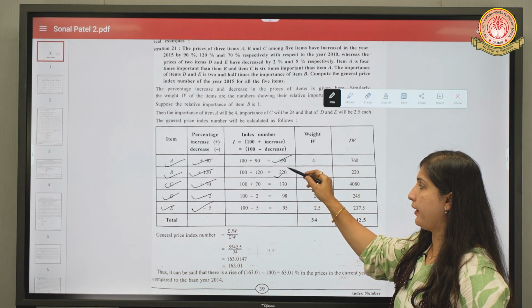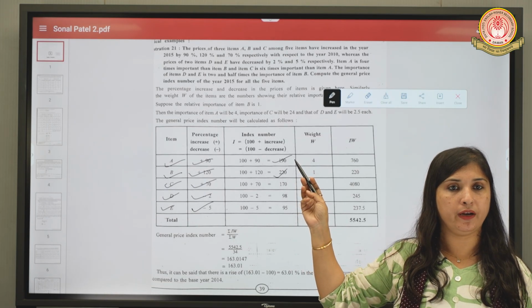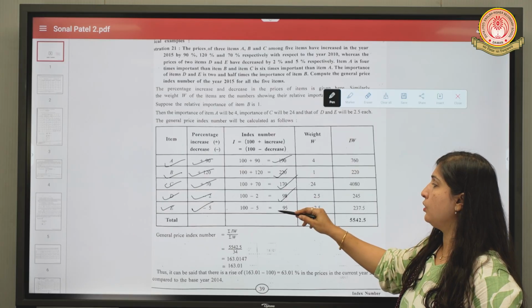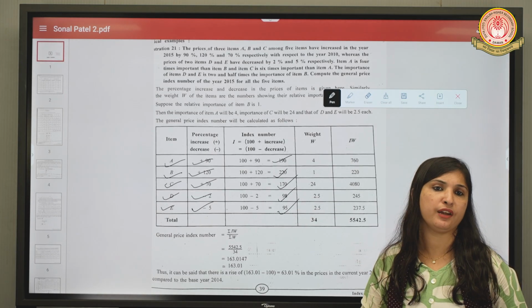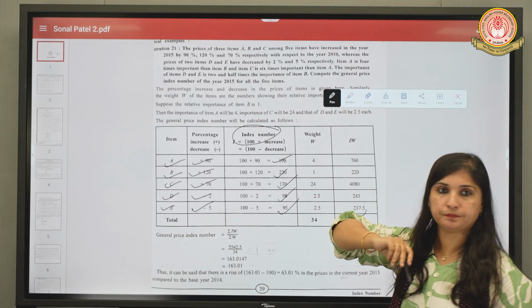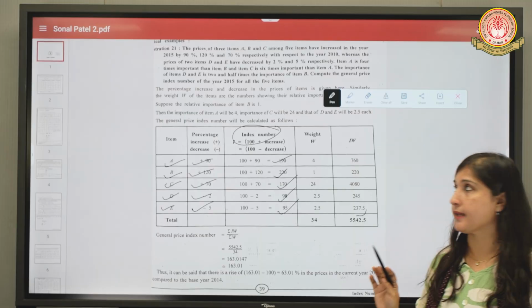It is add only, so you have to add to 100. Every time you have to do the calculation with 100. Why? Because it is given in percentage, right? So we have to add. Here we have to less. So 100 minus 2, that is 98, and 100 minus 5, that is 95. Index number is done. For finding the general index, we have already found the index number.